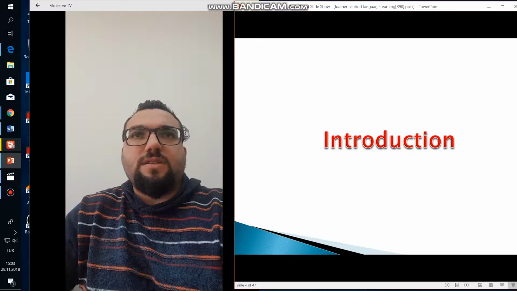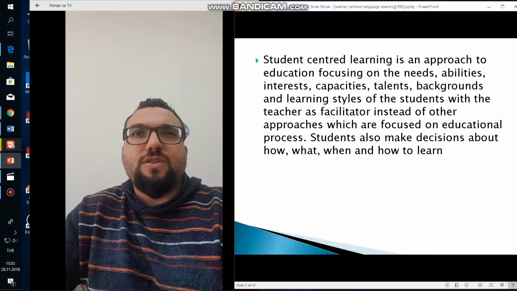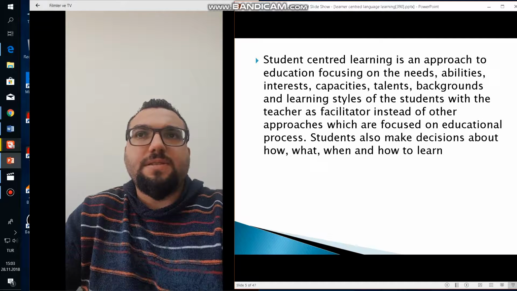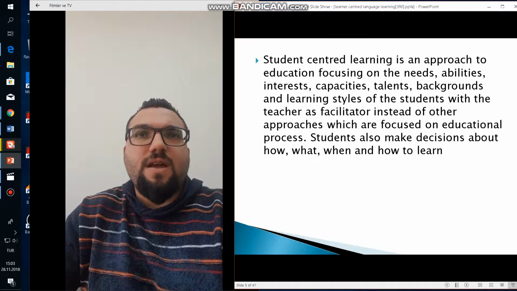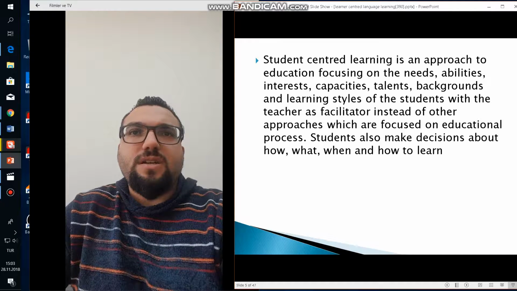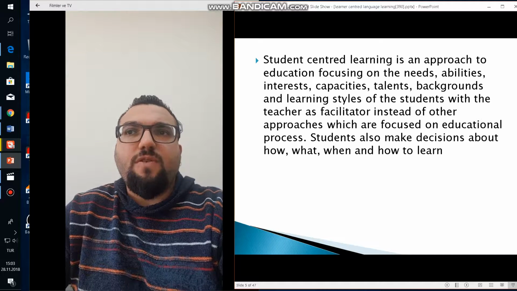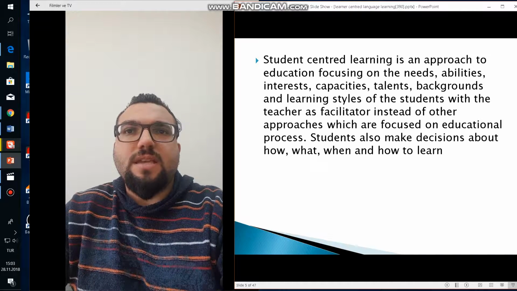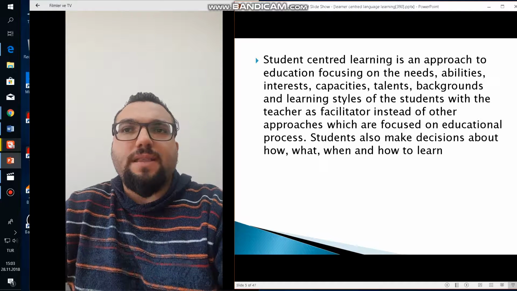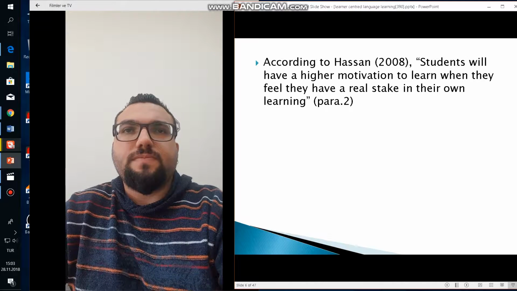For introduction, student-centered learning is an approach to education focusing on the needs, abilities, interests, capacities, talents, backgrounds, and learning styles of the students, with the teacher as facilitator instead of other approaches which are focused on the educational process. Students also make decisions about what, when, and how to learn.